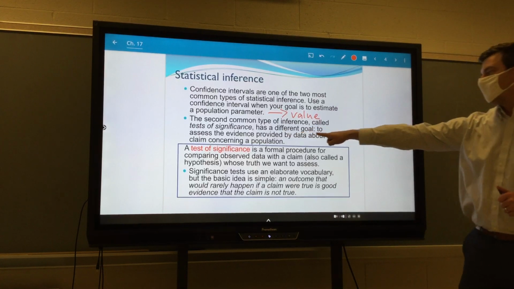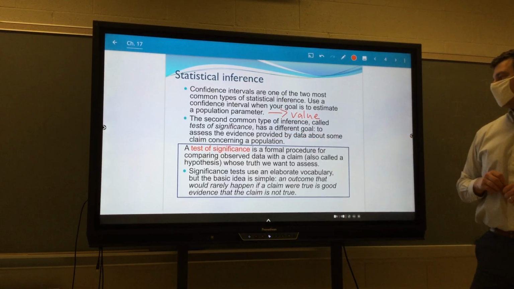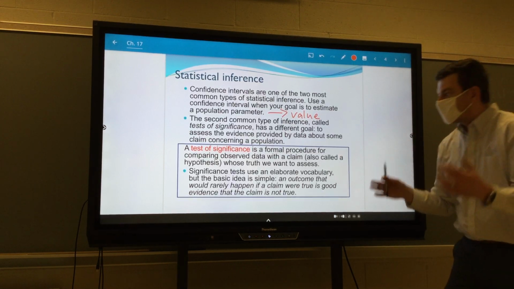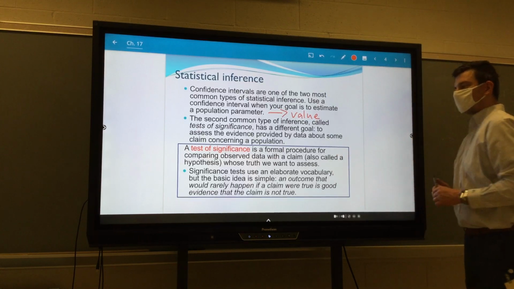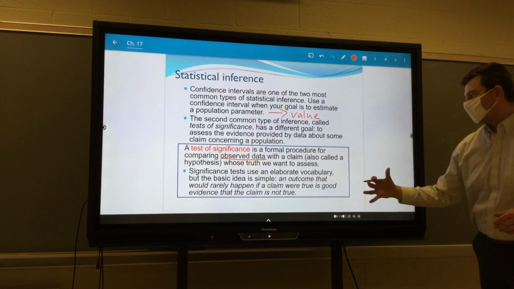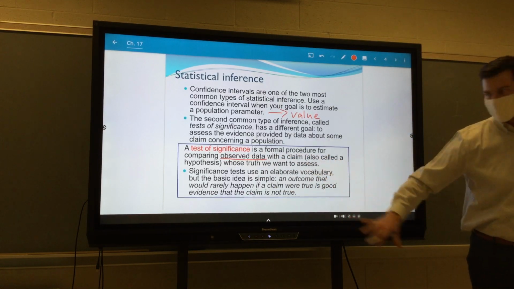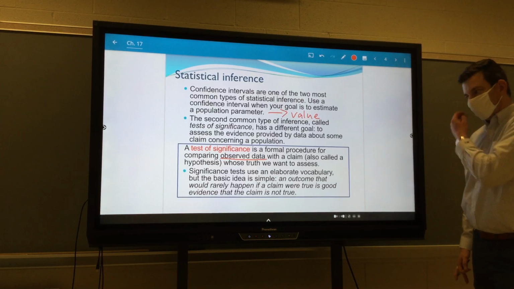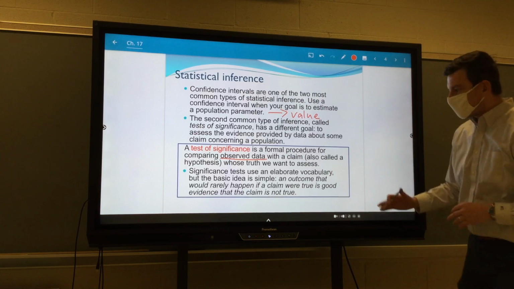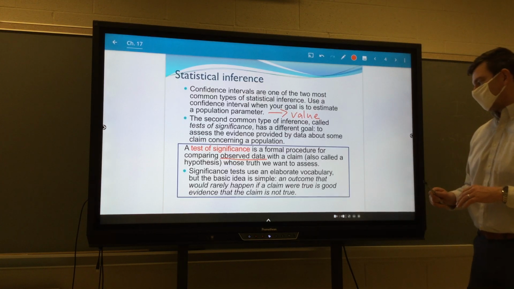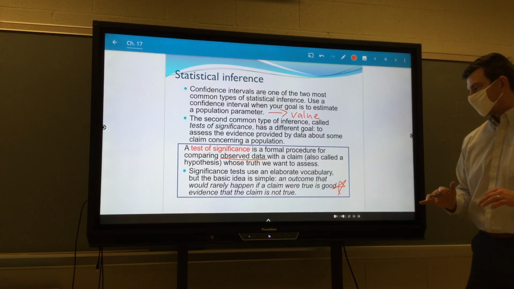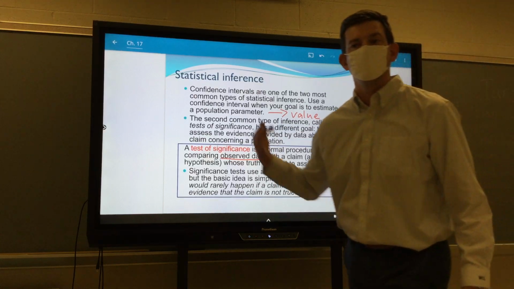Okay? It has a different goal: to assess the evidence provided by data about some claim concerning a population. So this test that we're doing is a formal procedure for comparing observed data with a claim, also called a hypothesis, we'll get into that, whose truth we want to assess. Now, significance tests use an elaborate vocabulary, but the basic idea is simple. An outcome that would rarely happen if a claim were true is good evidence that the claim is not true.